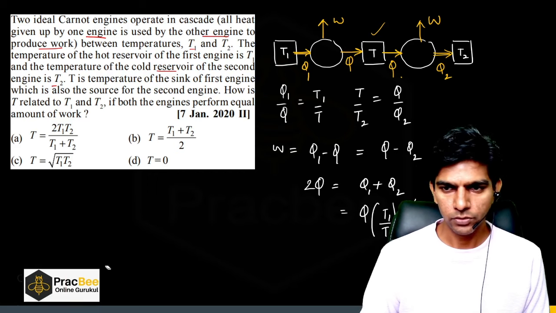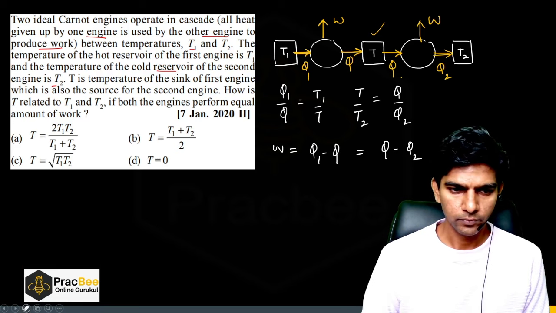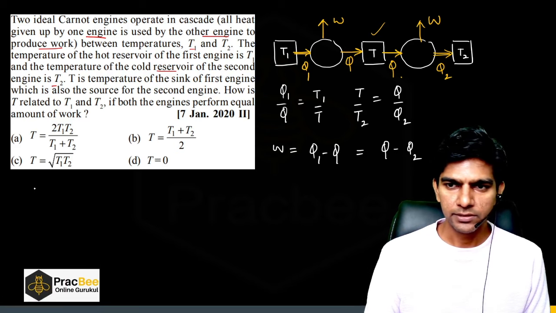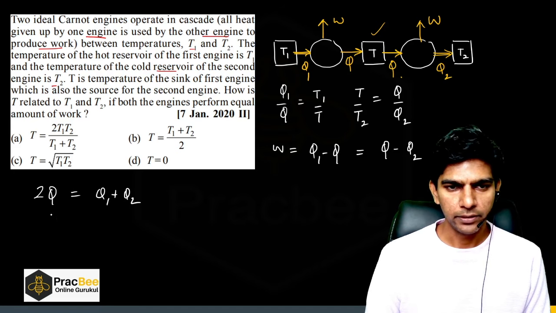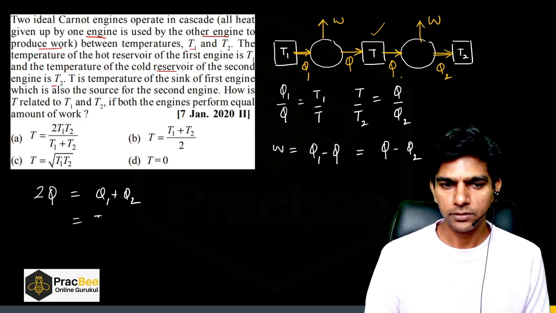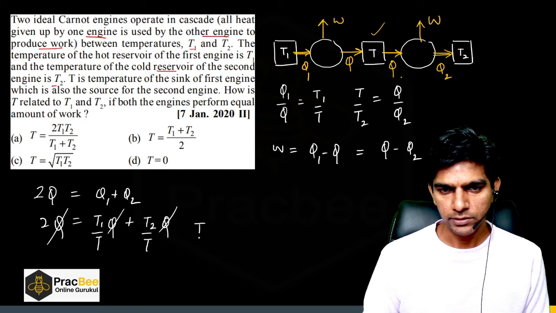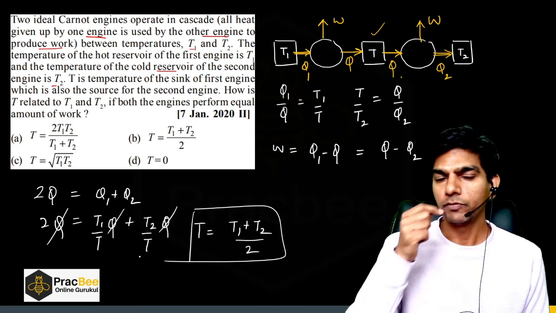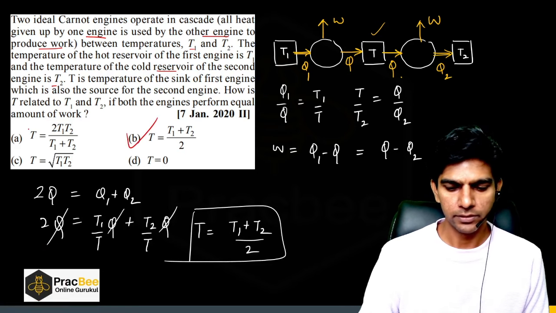Oh, I think this is not visible to us. Let me write this on the left hand side. So I can say 2Q is equal to Q1 plus Q2, and Q1 can be written as T1 by T times Q, and Q2 can be written as T2 by T times Q. So can you see this capital Q will get eliminated, and we can say T is nothing but T1 plus T2 by 2. So do remember it will be the mean of the two temperatures. So option B is the right answer.